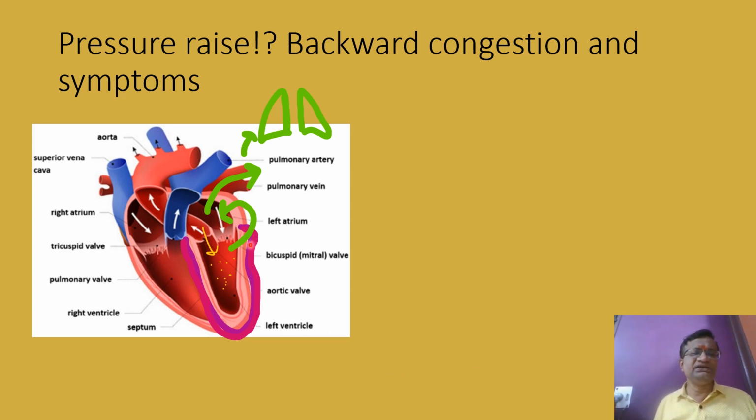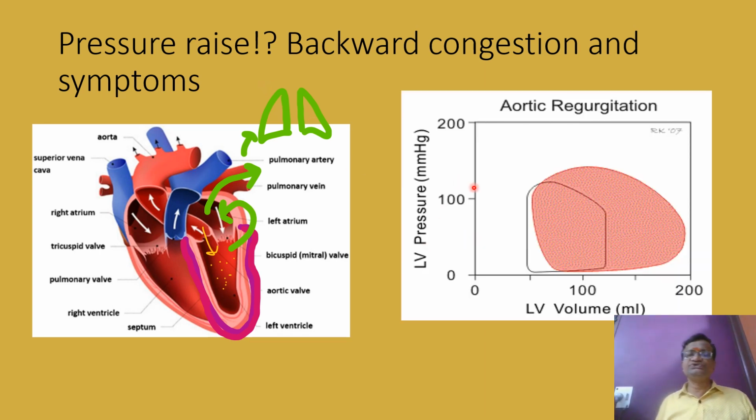Now you see here, in aortic regurgitation, the LV dilates like this, thickens like this, pressure rises, volume rises slowly. It is transmitted to the LA, it is transmitted to the pulmonary veins, resulting in backward symptoms of pulmonary congestion. Now you see here the aortic regurgitation pathophysiology again.